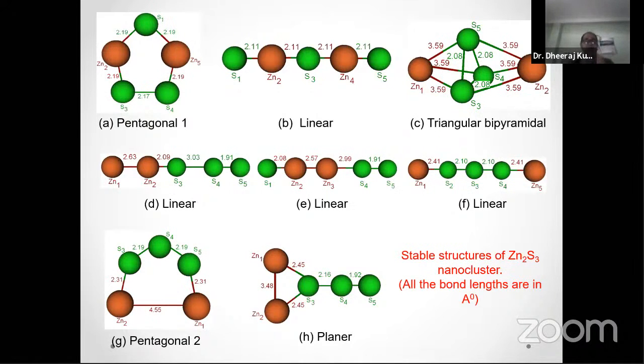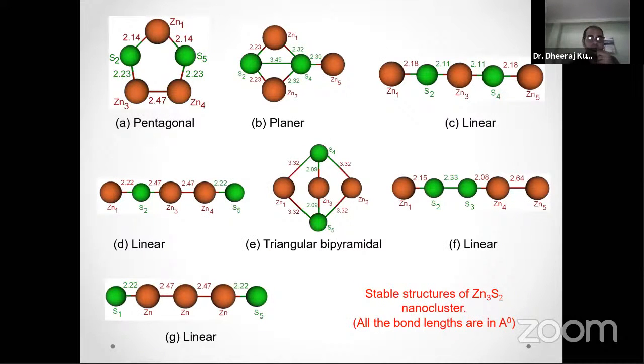These are all optimized structures for Zn2S3 configurations. In this configuration, the pentagonal structure has the highest final binding energy, and the planar structure has the lowest final binding energy, and pentagonal is also considered as most stable. Next. This is the Zn3S2 configurations, and it has 7 stable structures. Next slide, ma'am.